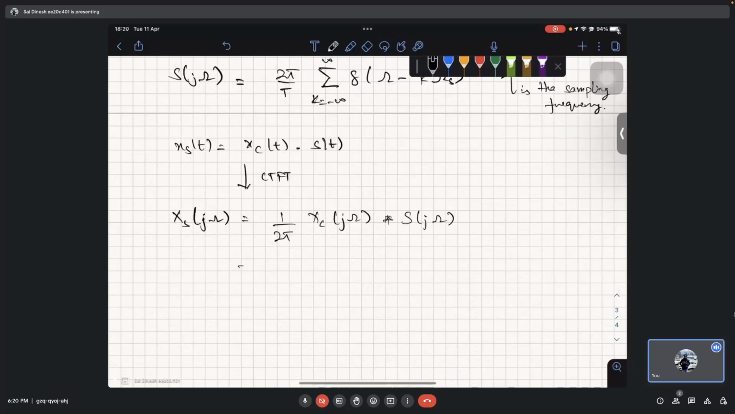Now what is this equal to? 1 by 2 pi, Xc of j omega convolved with 2 pi by T, the sum from k equal to minus infinity to infinity of delta of omega minus k omega s.